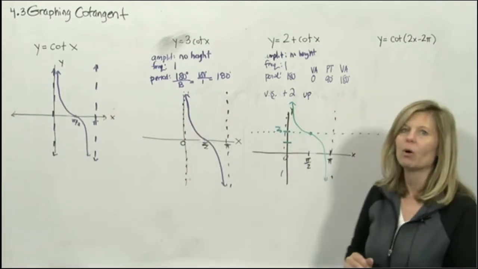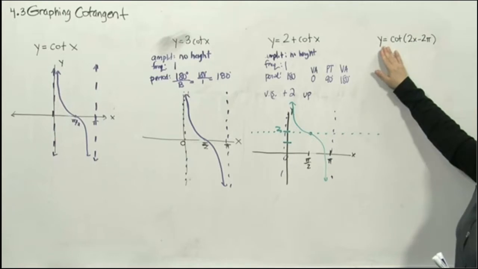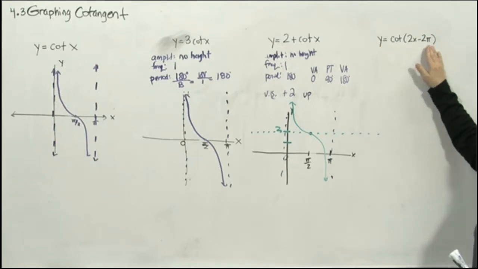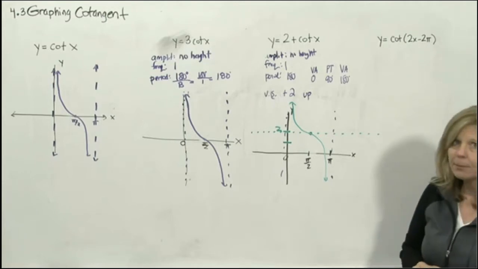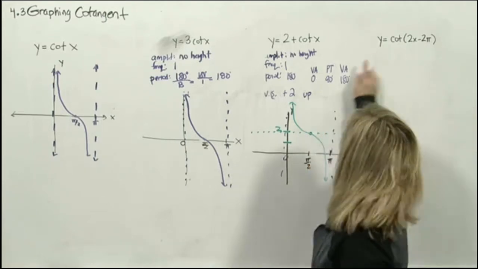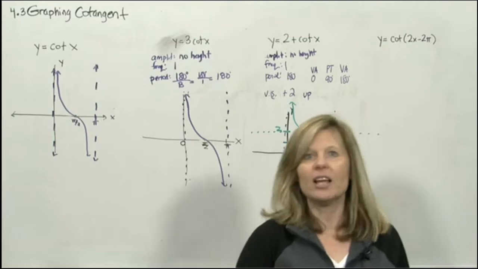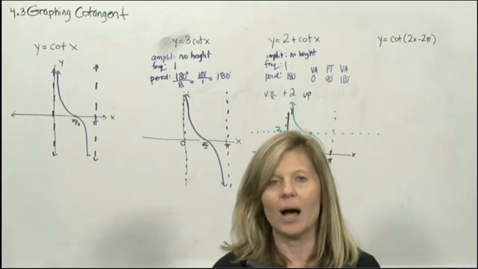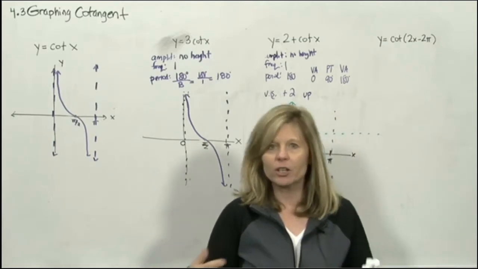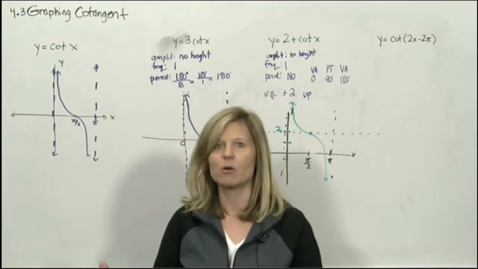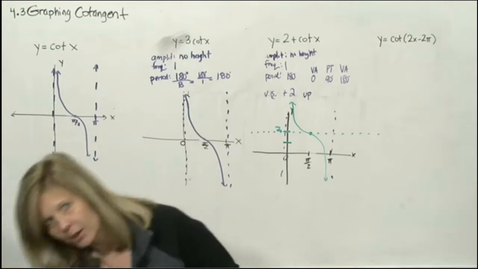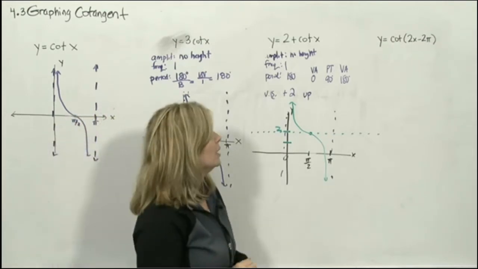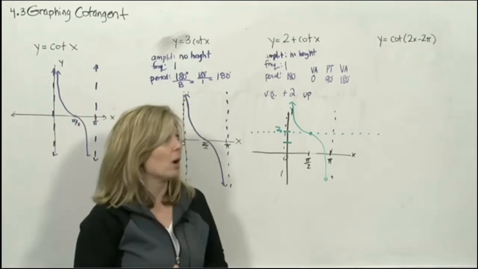Okay. Last one is the tricky one. I want to graph y equals cotangent 2x minus 2 pi. What is the amplitude? Very good. Even though there's a 1 in front here, there is no amplitude. Cotangent has no height. The only curves that we've seen that have height are sine and cosine, because they go up and then they go down, and then they go up and then they go down, like the roller coaster. So cotangent has no amplitude, no height.